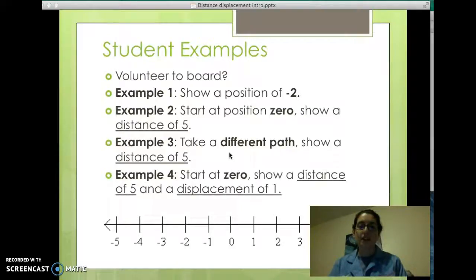Good, and lastly, you start at 0, show a distance of 5 and a displacement of 1. So thinking about distance is all the steps, and a displacement is just from start to end, how far apart are you? That one's a little bit trickier. See if you can do it.